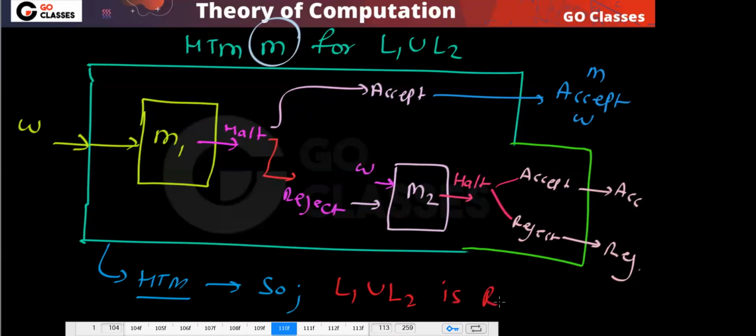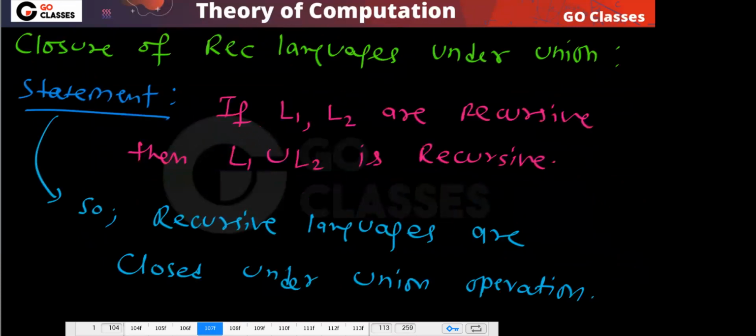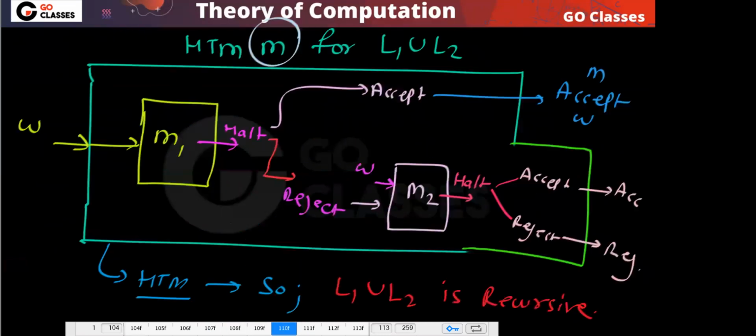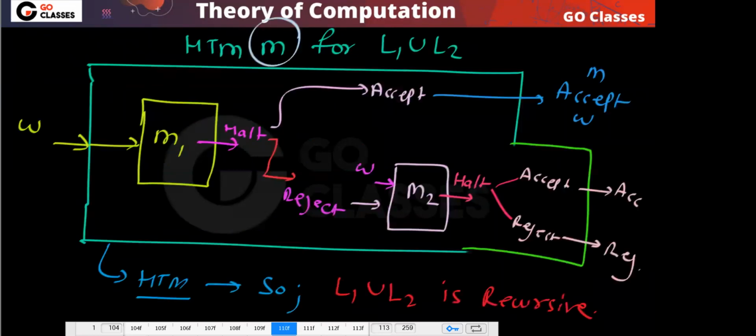So L1 union L2 is recursive. Agree or not? We have proven this. So recursive languages are closed under the union operation. This proof we have seen. Tell me, is this clear? The proof is quite easy.